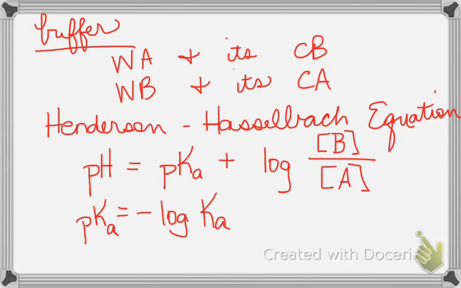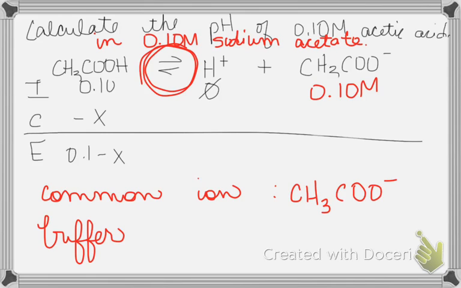What's log? Well, it's on your calculator. It's a function. The brackets around B mean concentration of base, and the brackets around A mean concentration of the acid. So we can use this formula to calculate the pH of a buffer. Let's do that. Calculate the pH of 0.1 molar acetic acid in 0.1 molar sodium acetate.